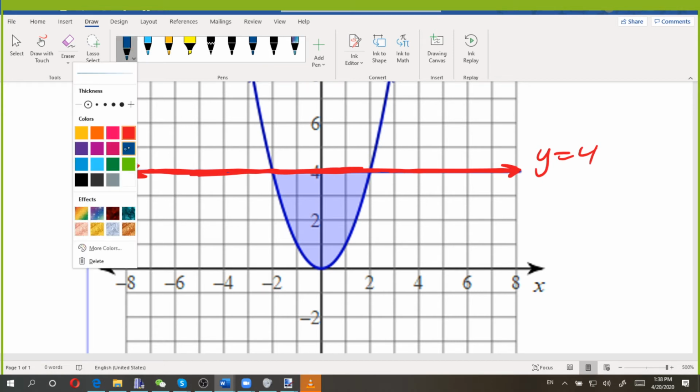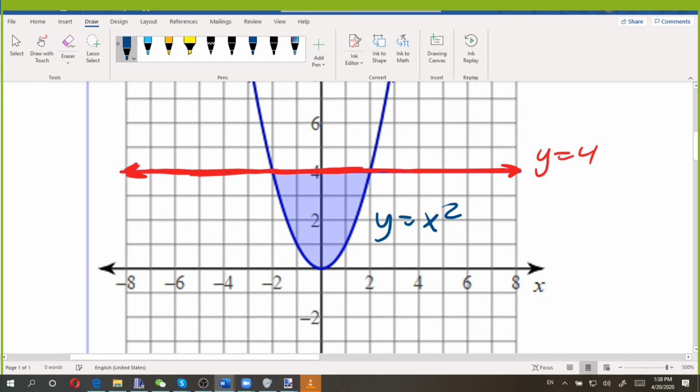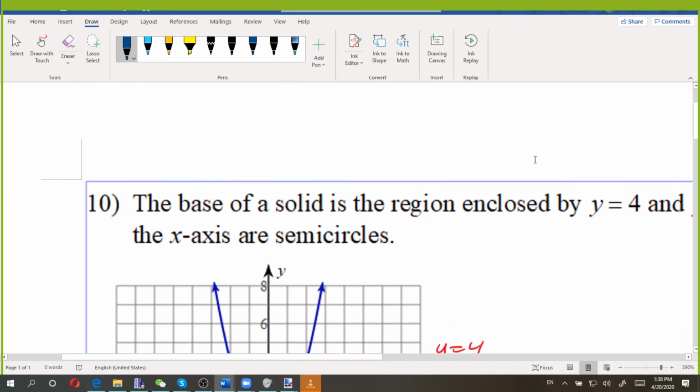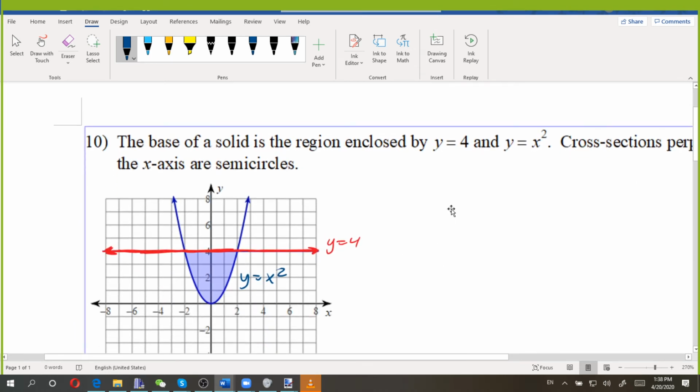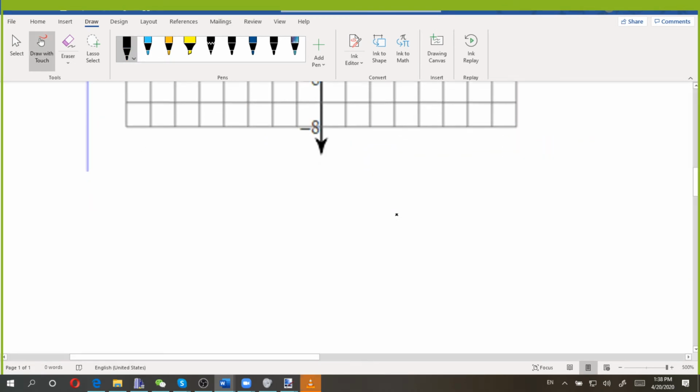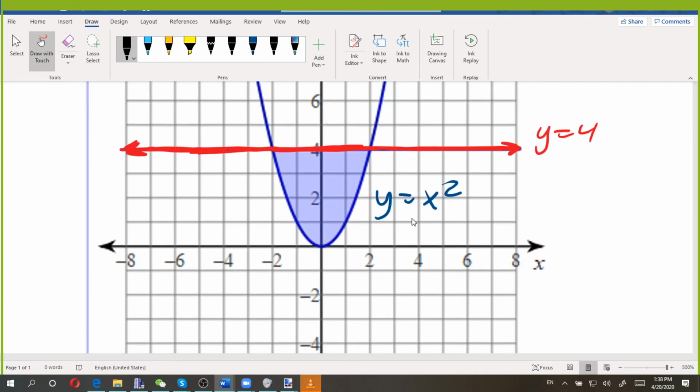And then in blue, we've got y equals x squared. And we're told cross sections perpendicular to the x-axis are semicircles. Zoom back in again. So once again, perpendicular to the x-axis, so forming a 90-degree angle with the x-axis means we're going up and down here on the page, are semicircles.